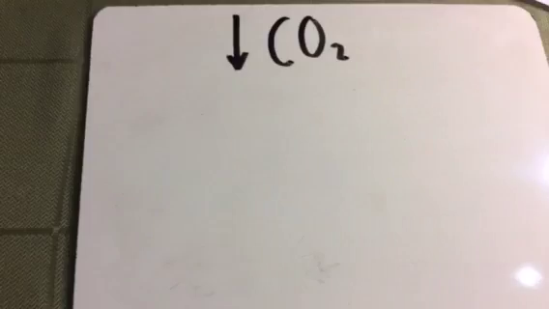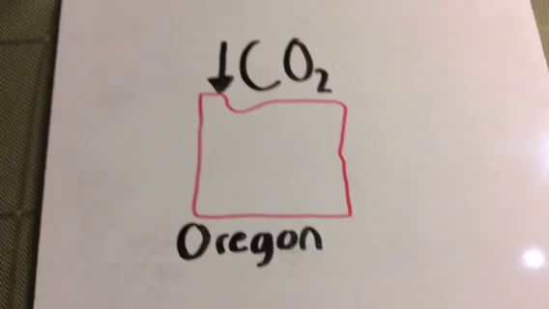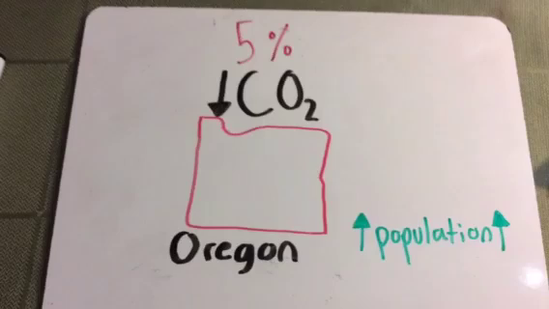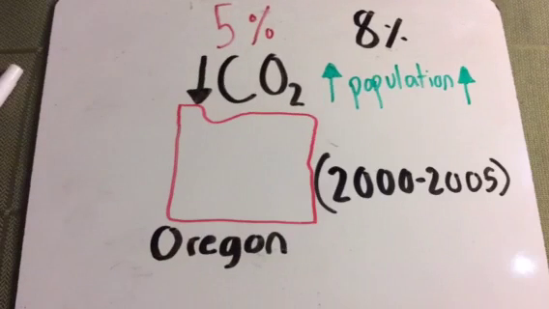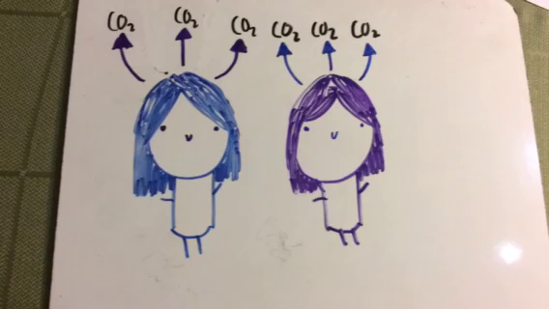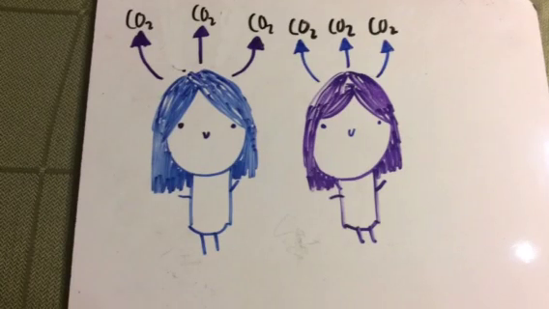Is our country trying to lower greenhouse gases? Yes, and the state of Oregon reduced its carbon emissions per person by 5%. However, its population increased by 8%. So while many places are lowering carbon emissions per person, the place as a whole increases in carbon emissions because of the population rise.